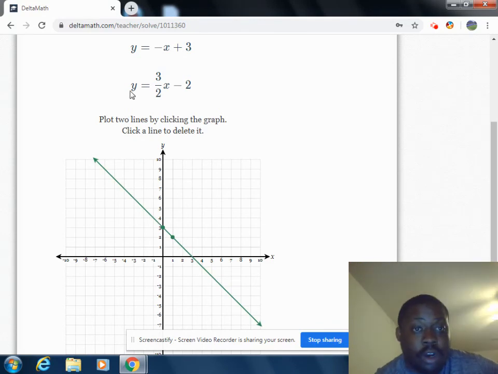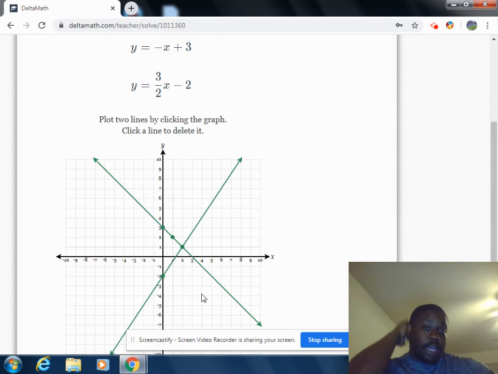All right, now we start our second line, which is y equals 3 halves x minus 2. Well, again, the first thing we got to look for is our y-intercept. So this time my y-intercept is -2. Put my point there. And then we just do our slope. So my slope this time is 3 over 2. So that means I got to go up 3. 1, 2, 3. And to the right 2. 1, 2. Boom. All right.